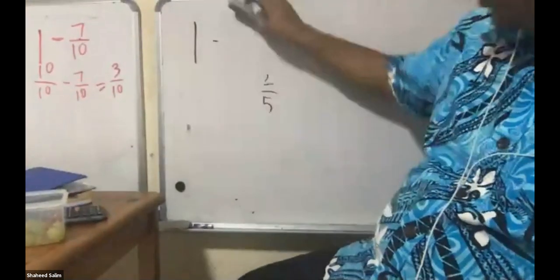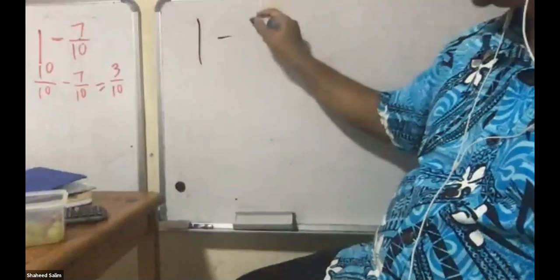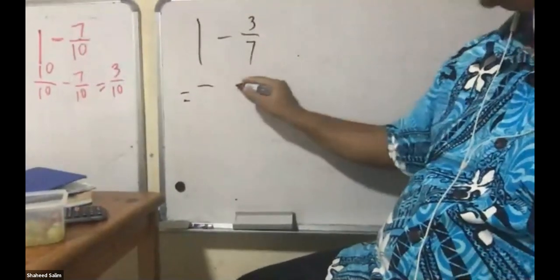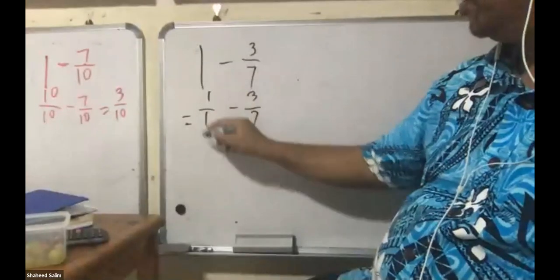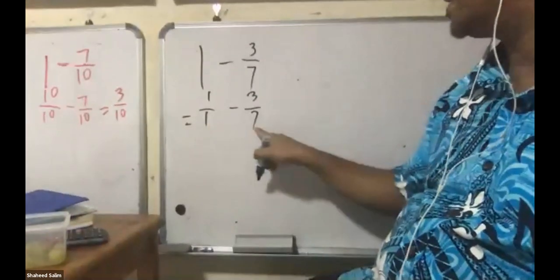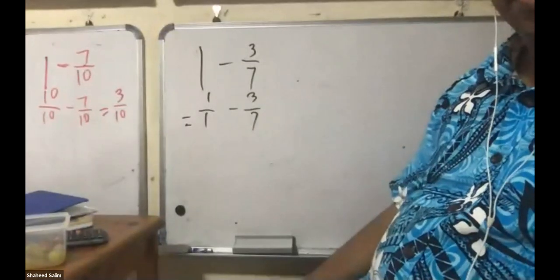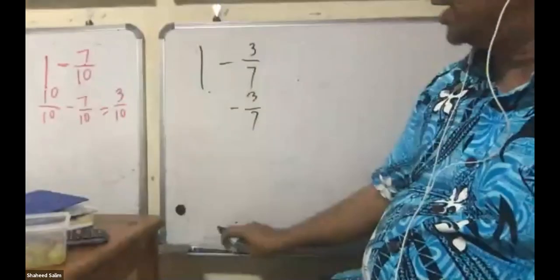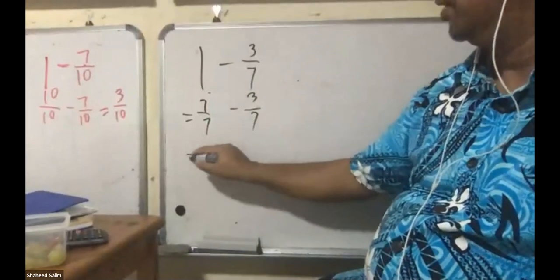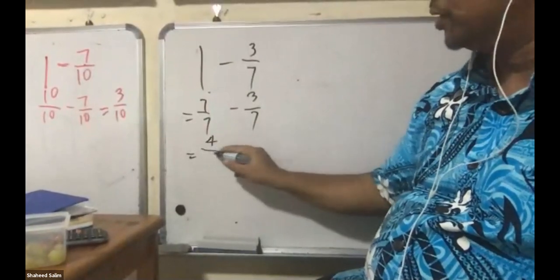Now we will try Shakil again. 1 minus 3 over 7. What to do? We change 1 to what? 1 out of 1. But this one is 7, this one is 1. Look at this. You can change to 7 out of 7, times by 7. And then 3 out of 7. So we change straight to 7 out of 7. So you get 4 out of 7.